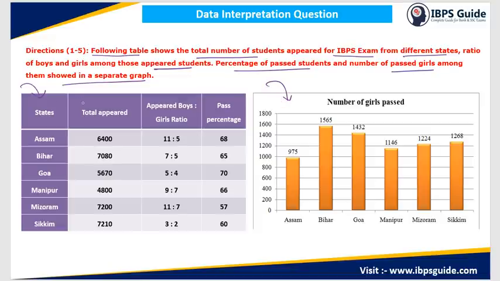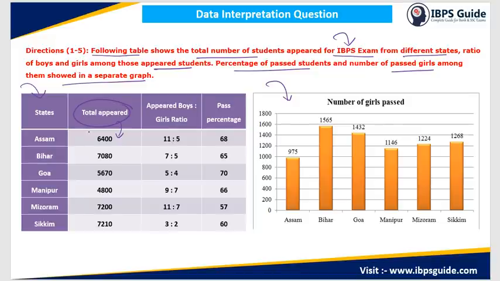So in the tabular graph, what is given is the total number of students who have appeared in IBPS exam from different states. So basically 6 states are given, okay, and the total number of students who have appeared is given in the second column here, and the third column is giving you the ratio of boys and girls out of the total number of appeared students. So this tells you the total appeared, and among the appeared there will be some number of boys and some girls, so the third column gives you their ratio. And the last column is giving you the passing percentage.